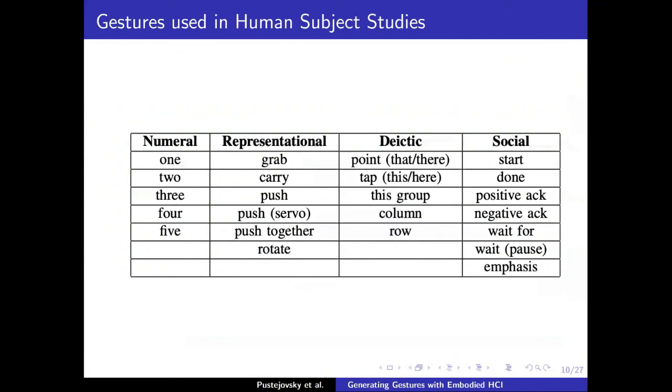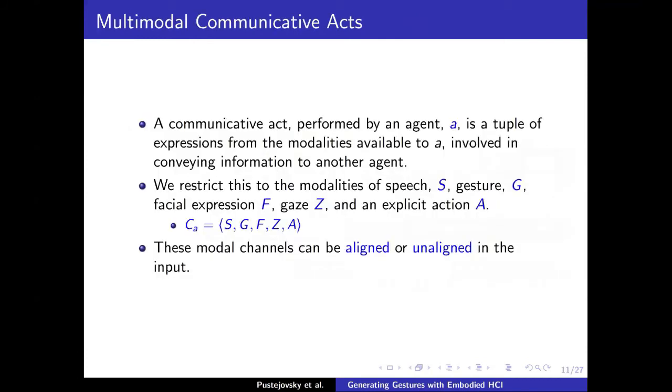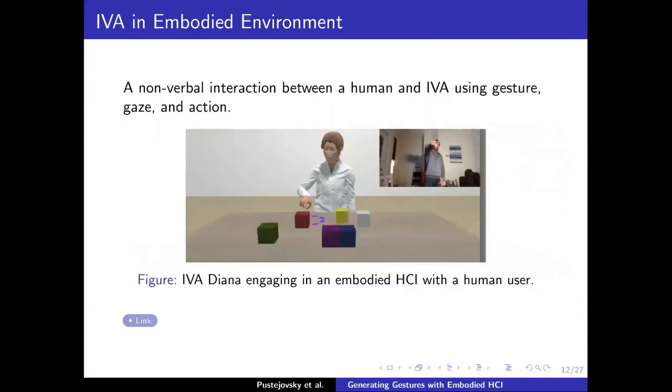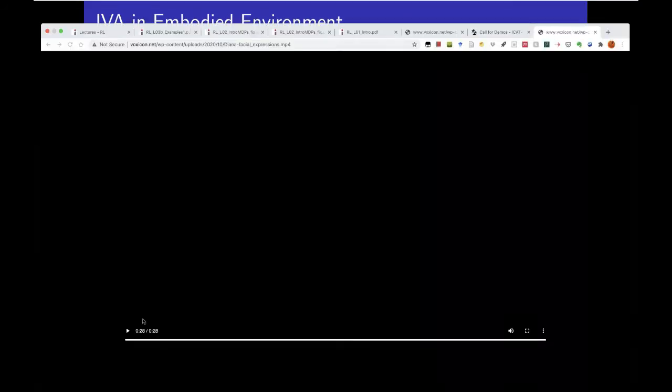So the gestures used in these human subject studies involved counting, representation, deixis, and then social speech act interactions. We'll model a communicative act that involves multiple modalities as a tuple of essentially speech, gesture, gaze, facial expression, and action. Here's an example of a nonverbal interaction between a human and an IVA in the VoxWorld system.